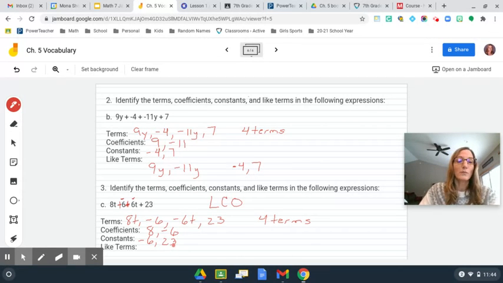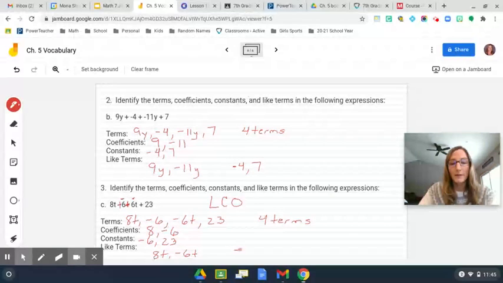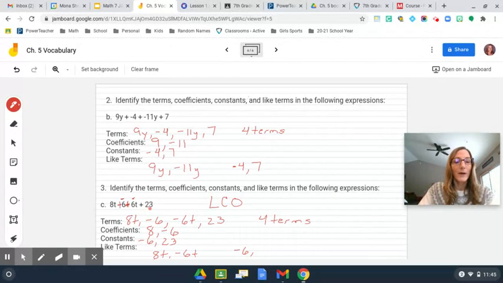Like terms, so terms that are the same. We're going to look here at the t values again, and we're going to group these. So you have a positive 8t, and what's considered like is the negative 6t. That's a group of like terms, 8t and negative 6t, both have a t. The other grouping is your constants. So the negative 6 and the positive 23. Two groups of like terms.